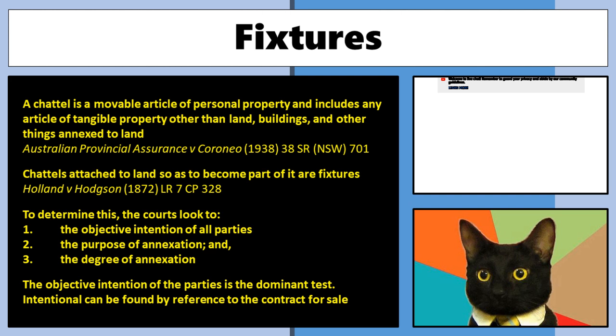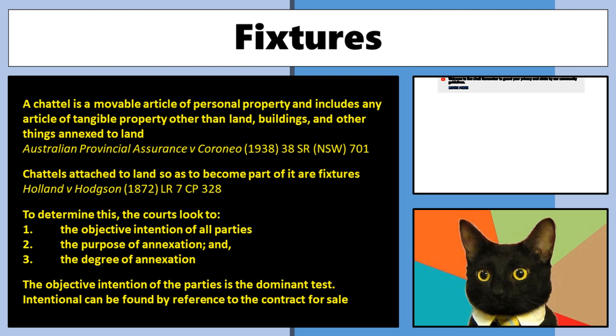So then you look at the second test. By the way, in your exam, for each item, use all 3 tests. Literally, it's just easy marks. It is just the easiest marks you'll get in your entire exam. The purpose. What is the purpose of that whiteboard? Well, another example, by the way, is the carpet. The objective intention of the parties in relation to the carpet is for it to stay. It would be pretty unreasonable to go and take it. If it was a rug, maybe different, but this is carpet.